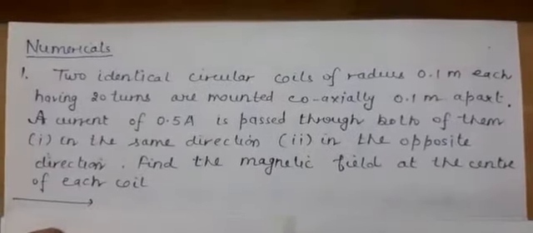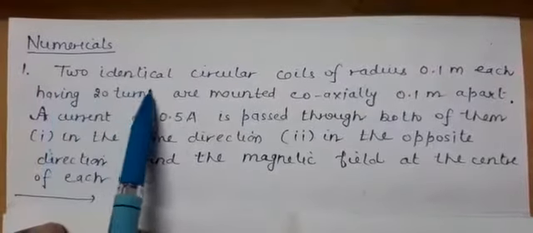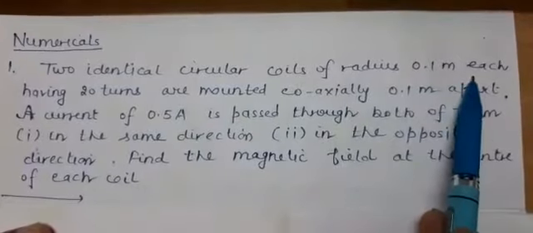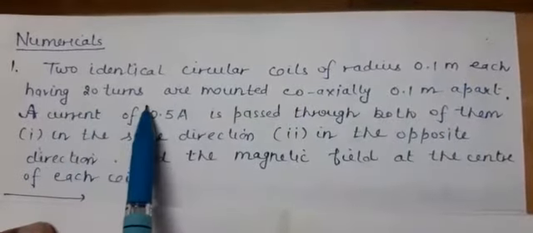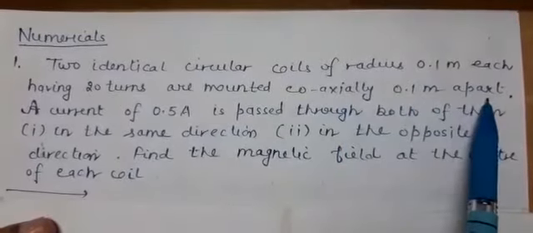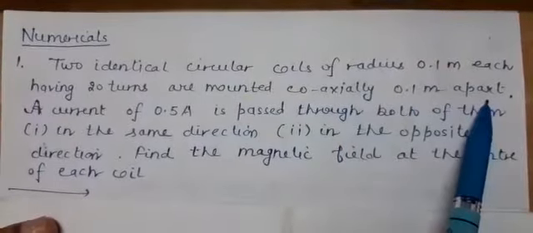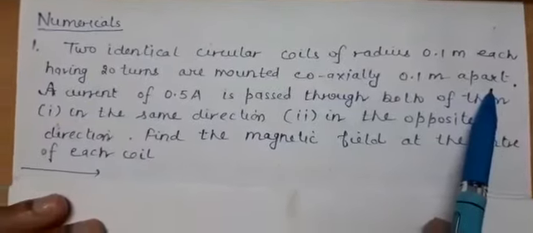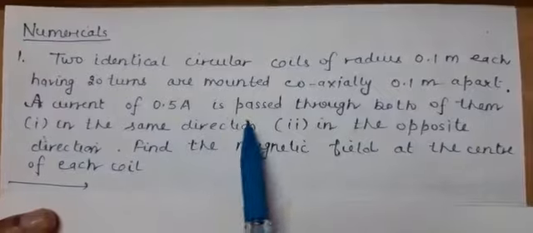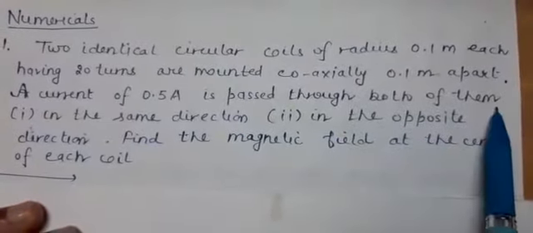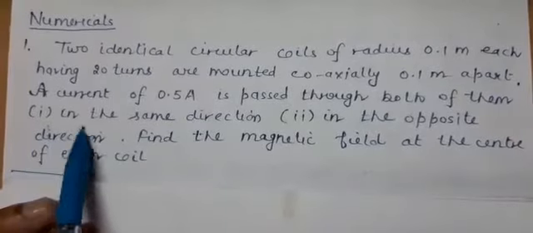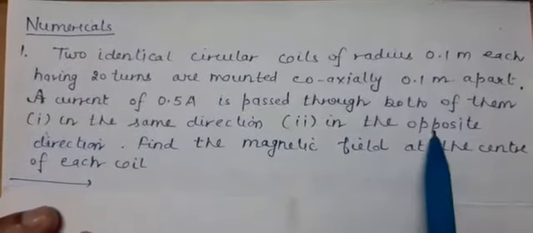So now the next numerical: two identical circular coils of radii 0.1 meter each, having 20 turns, are mounted coaxially 0.1 meter apart. Read the statement very carefully. This will give you the idea of the content, what we have to do. A current of 0.5 ampere is passed through both of them, first in the same direction and second in the opposite direction.